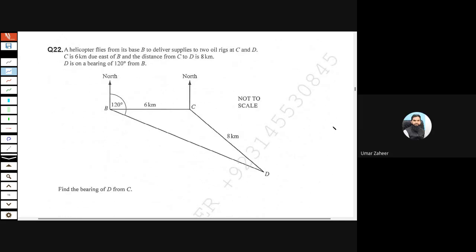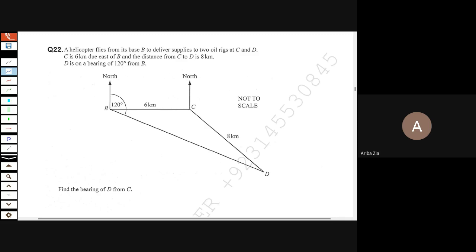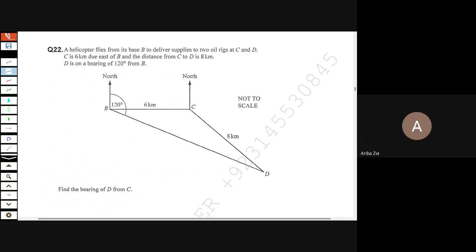All right, now it is a really interesting question. Yes, Reba, can you please read question number 22? A helicopter flies from its base B to deliver supplies to two oil rigs at C and D. C is 6 kilometers due east of D, and the distance from C to D is 8 kilometers. D is on a bearing of 120 degrees from B.